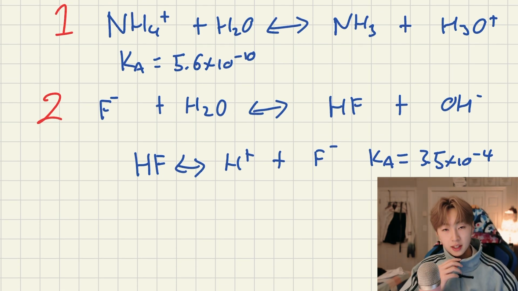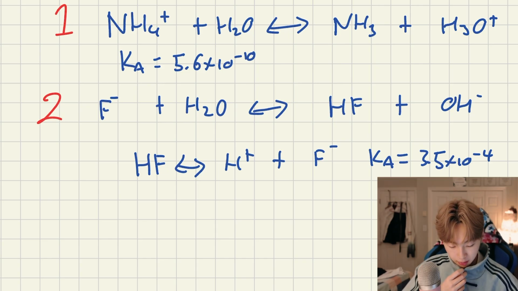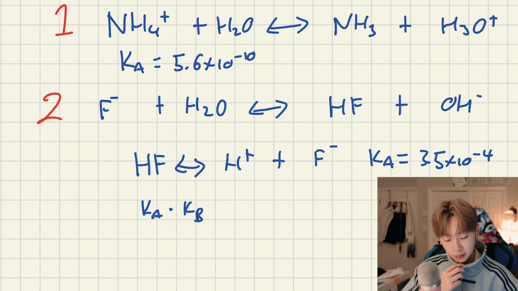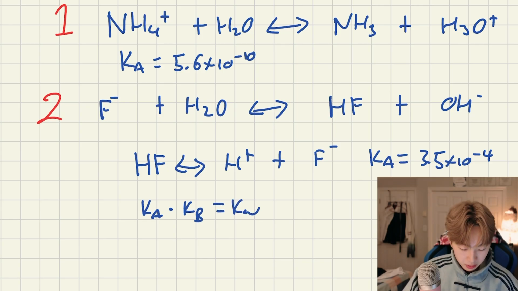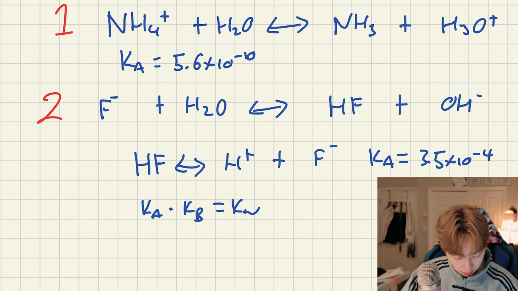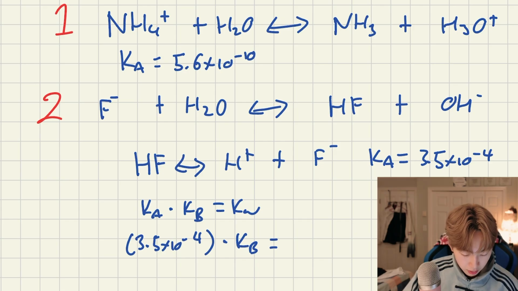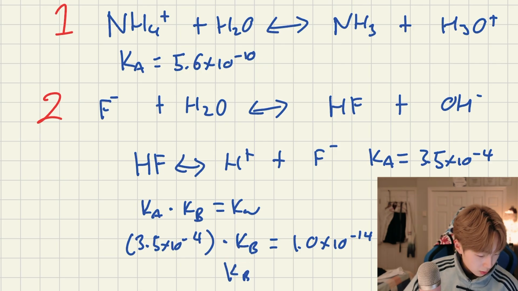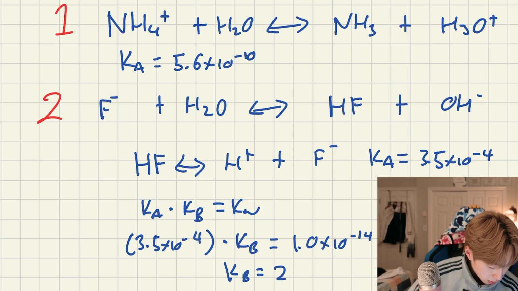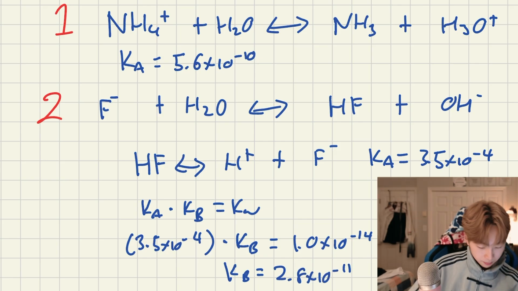How do we convert this Ka into our Kb? Remember that our Ka times the Kb of the conjugate base is going to be equal to Kw. We're going to be using this equation. We know that Ka is 3.5 times 10 to the negative 4, times our Kb, which is our unknown, is equal to Kw, which is 1.0 times 10 to the negative 14. And we solve for Kb, which is going to be equal to 2.8 times 10 to the negative 11.